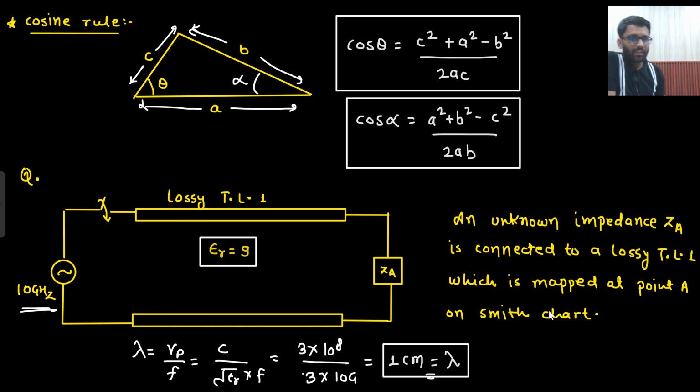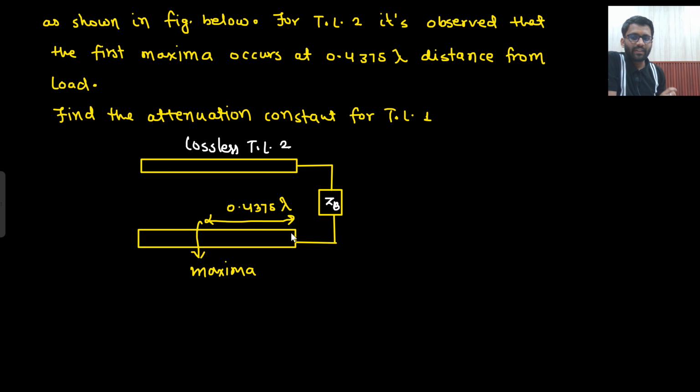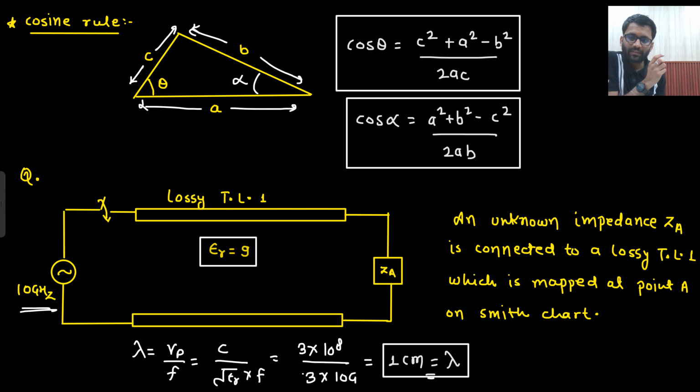ZA was connected. Lambda is given for them. ZA is connected. And for this as well, the same lambda is there. Here also there will be a source that will also have the frequency of 10 gigahertz.